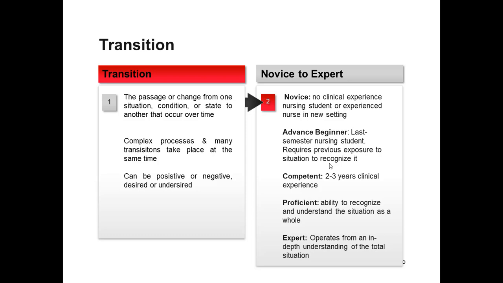So they have to experience something, and then after they experience it again, they recognize it. A competent level is when the nurse has been working on the floor 2 to 3 years after graduation, after passing their boards, so they're competent to be out on their own. Proficient, these nurses are able to recognize and understand the situation. And then an expert, they understand and have very in-depth knowledge of the whole entire situation.